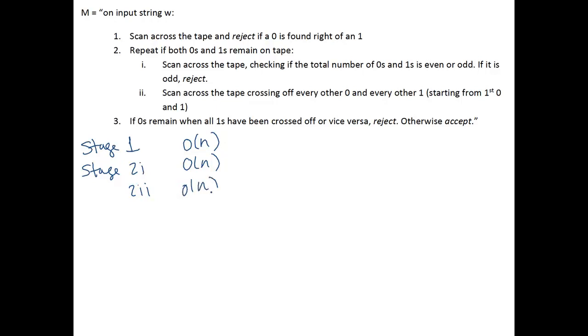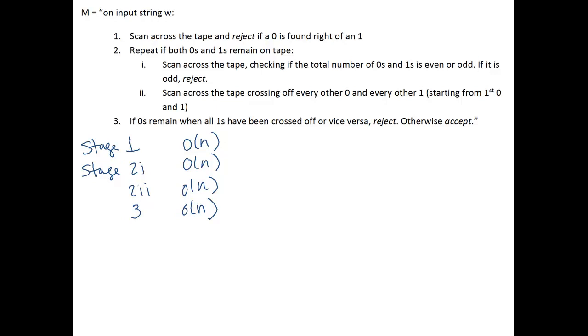Stage 3. How do we check this? We need to check the entire tape. We need to check to see if there are any zeros that haven't been crossed off or any ones that haven't been crossed off yet. Okay, and if we find any, we reject. Otherwise, we have to get all the way to the end and see that every one has been crossed off, and then we can accept, assuming all of the zeros have been crossed off as well. So in stage 3, it's big O n. Okay, so each stage takes big O n.